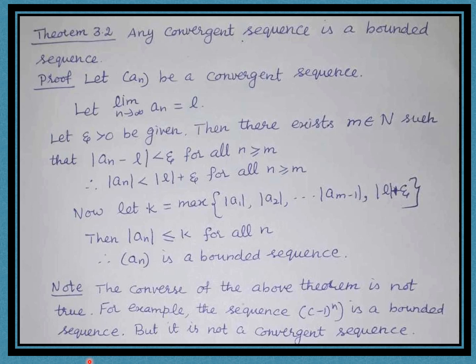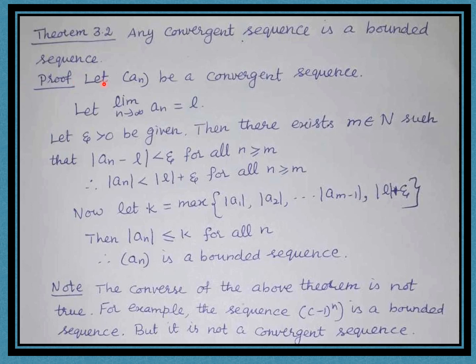We know the definition of convergence. That is, whenever we are given epsilon greater than 0, there exists a positive integer m such that the absolute value of a_n minus L is less than epsilon for all n greater than or equal to m. That L is called the limit. And we know the sequence is a bounded sequence if it is bounded above and bounded below. After that definition, we had a note. That note says that there exists a real number k such that the absolute value of a_n is less than or equal to k for all n. So we have to prove that.